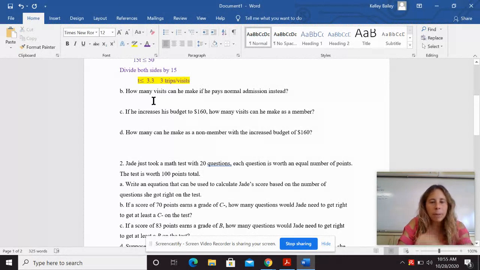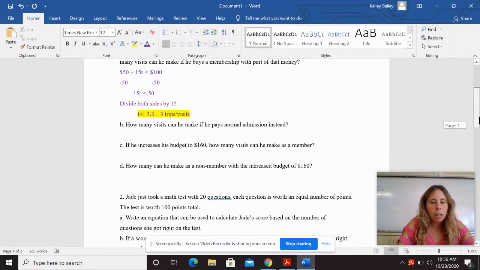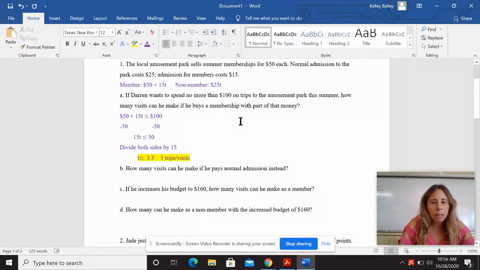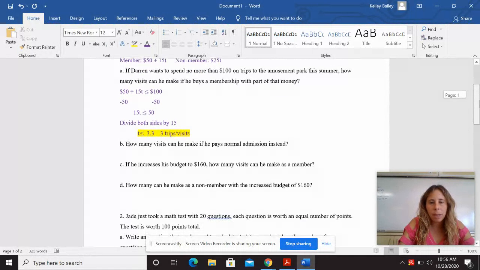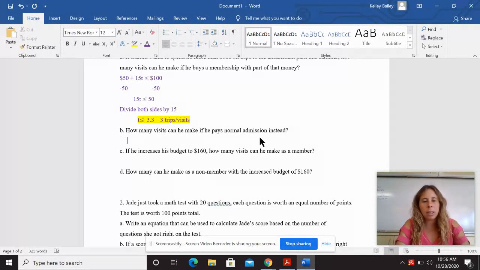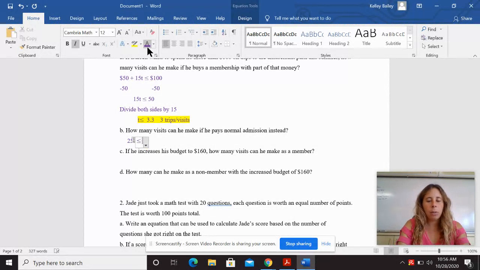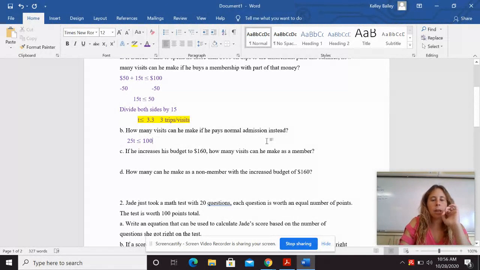Boom. All right. How many visits can he make if he pays normal admission instead? Okay, so we still have that $100 limit. Normal admission is 25 times T. All right, 25 bucks per pop. 25T, once again, less than or equal to 100. So now we're just switching out what we're plugging in here. We did member price. This is non-member price.